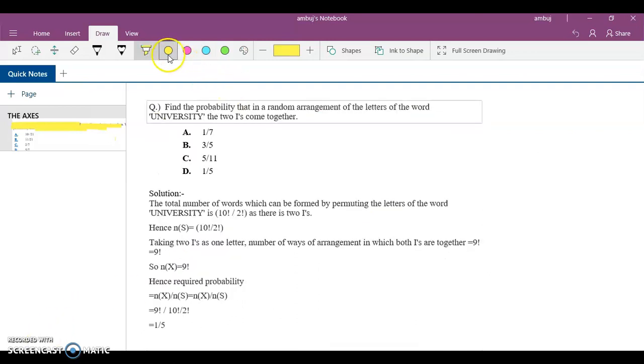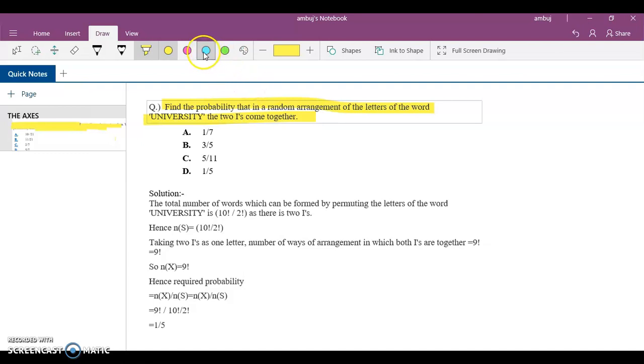So yeah, now moving to the next question. It's a very easy one. Question is, find the probability that in a random arrangement of letters of the word university, the two i's come together. So the question is, you need to find the number of words in which two I's come together that you can form with the help of the word university.